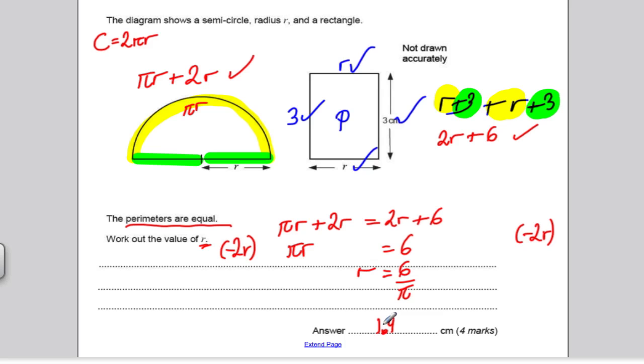Okay, next question as always, pause the video, have a go, mark your work or make corrections.